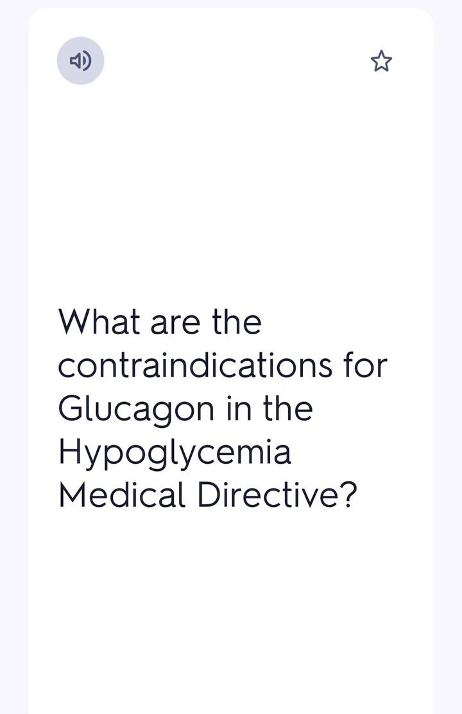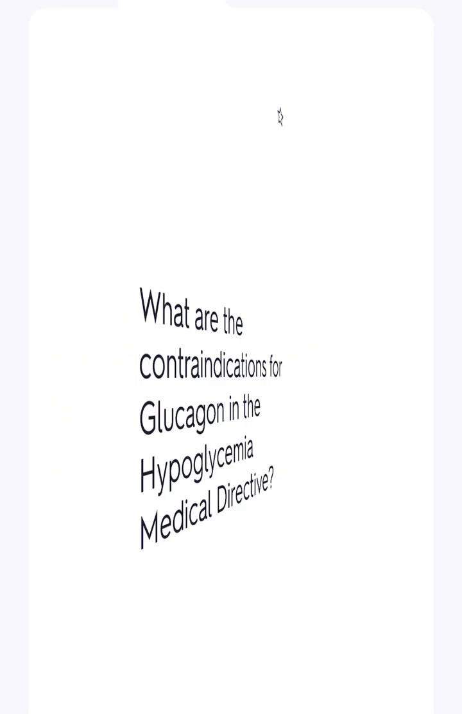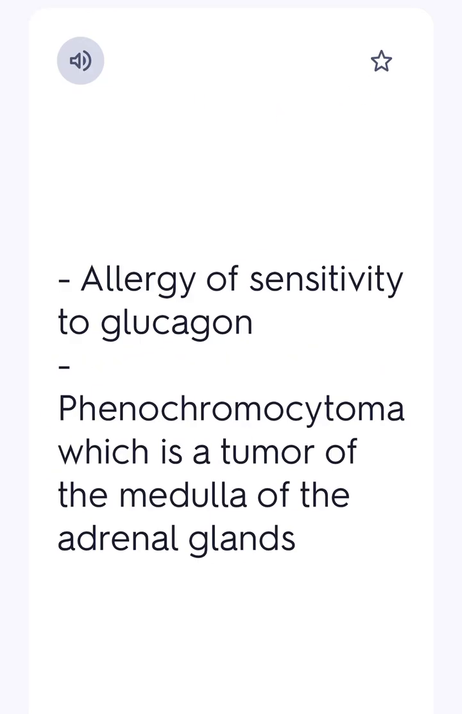What are the contraindications for glucagon in the hypoglycemia medical directive? Allergy or sensitivity to glucagon, pheochromocytoma, which is a tumor of the medulla of the adrenal glands.